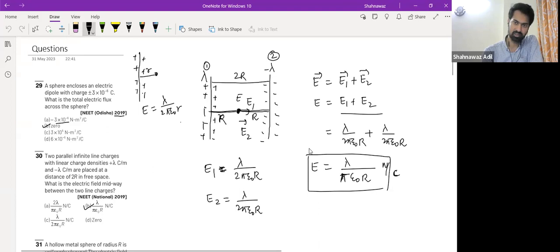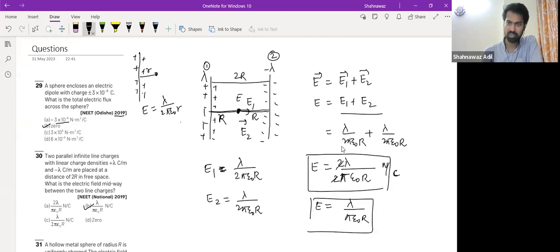Okay, let me write this. So 2 lambda by 2, right? So 2 cancels and E is lambda by epsilon naught, because lambda by 2 pi epsilon naught plus lambda by 2 pi epsilon naught is 2 into lambda by 2 pi epsilon naught. So 2 cancels. Is that okay, Rabia? Yes, sir. Okay, you guys quickly note it down and then we'll do the next question.